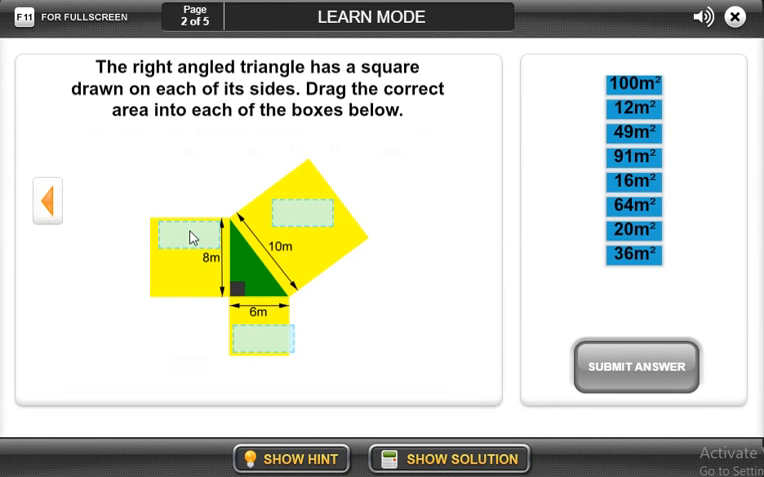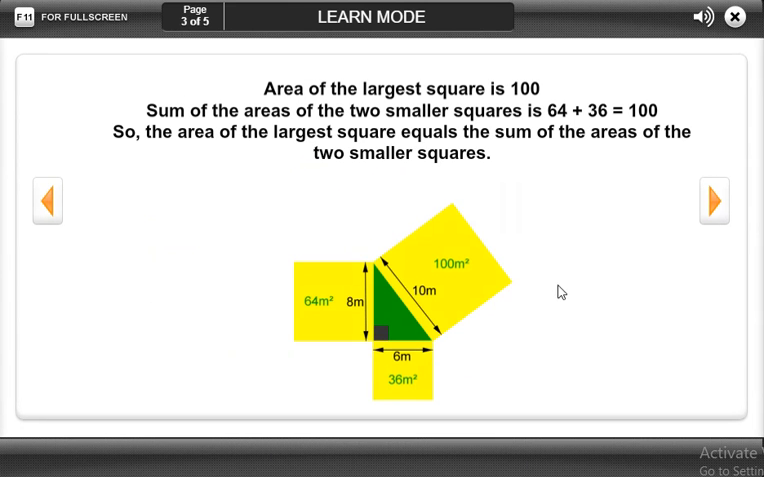Alright, this is demonstrating Pythagoras' theorem. We have 8 squared, which is 64, and 6 squared, which is 36, is equal to 10 squared, which is 100. Alright, so we can see both the shorter sides squared and added together is equal to the longer side squared, and that's always the case for a right angled triangle.